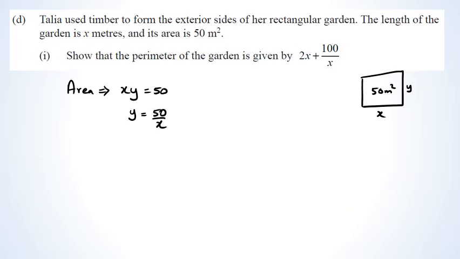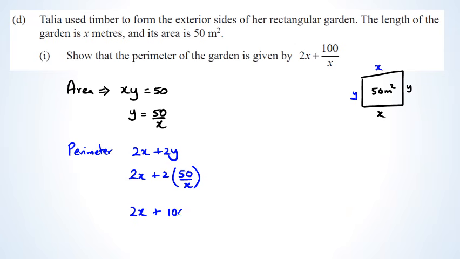So the next step is the perimeter of the garden. Now perimeter is going to be 2x plus 2y. Because if you think about it, I've got x at the bottom, x at the top, y on the right side, y on the left side. So 2x plus 2y. Now I know y is equal to 50 over x, so I can rewrite this as 2x plus 2 multiplied by 50 over x. And what I end up with is 2x plus 2 times 50, which is 100 over x. And that's my proof right there. You get an achieved for that question.